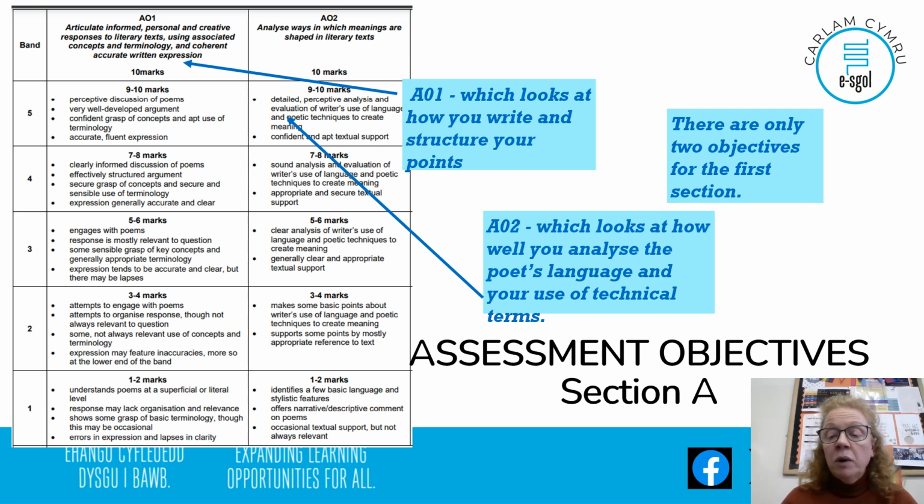So AO1 is all about your writing, and AO2 is about how well you analyse the poet and the technical terms that you use. So it's about you finding and analysing the way that the poet creates meaning. It is not about you simply technique spotting. They don't want you to just name techniques and say that the poet uses them. You've got to explain how and why they create effect.